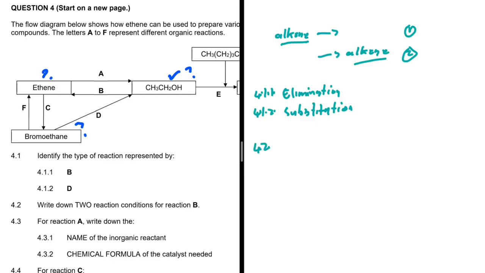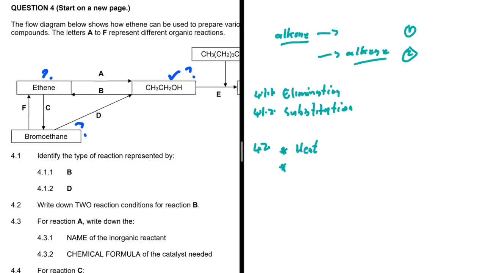4.2, we're supposed to write down 2 reaction conditions for reaction B. So reaction B, it's easy to see that we have an elimination reaction. Heat is a reaction condition for all elimination reactions. So heat is our first answer. As soon as we see elimination, we think of heat.